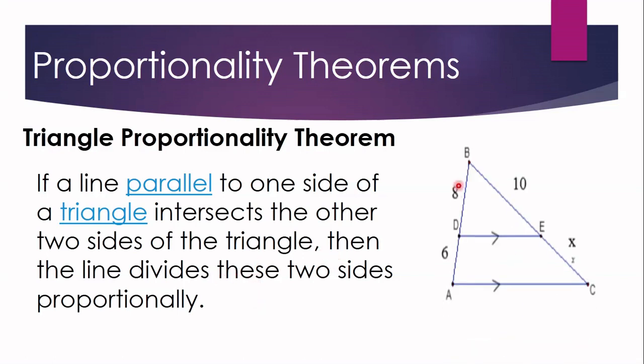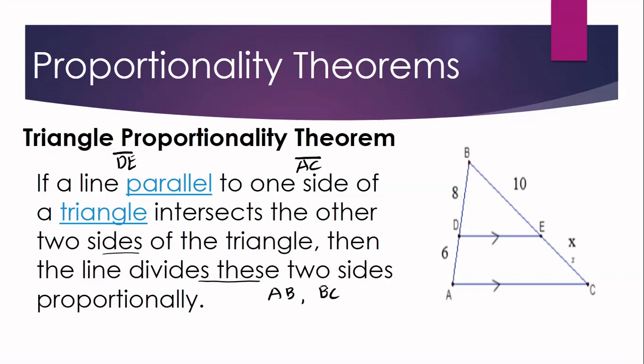For you to understand better, let us have triangle ABC. Let us name the sides or the segments that you are referring to in the theorem. The line that we are talking about here is segment DE. It is parallel to one side of the triangle, which is side AC. It intersects the two sides and divides these two sides proportionally. The two sides that we are referring to here are side AB and side BC.